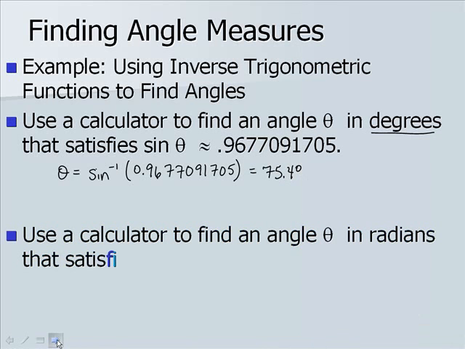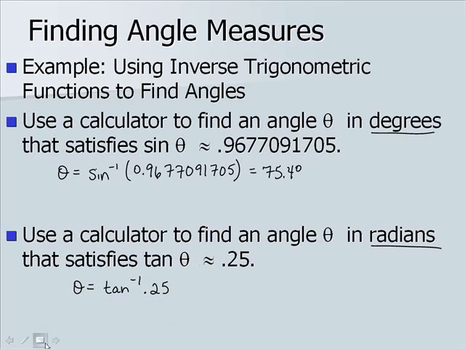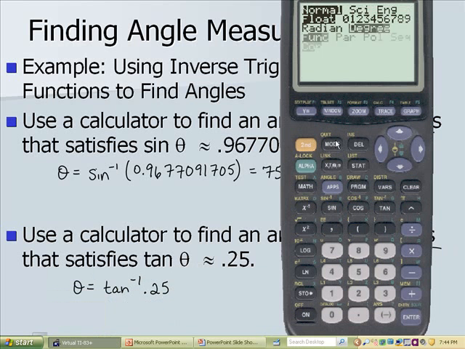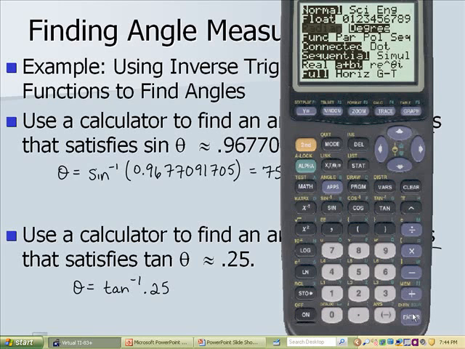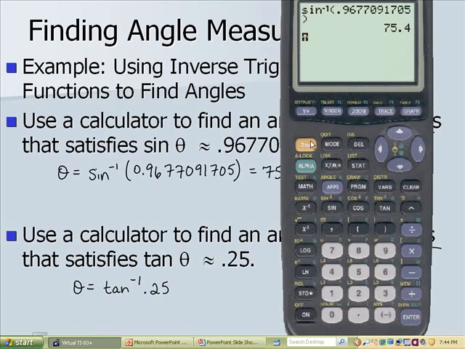Now let's use a calculator to find our angle theta in radians that satisfies the following. If the tangent of theta is approximately 0.25, then we find that theta is the tangent inverse of 0.25. And remember, this is in radians. So on our calculator, we're going to change our mode. We do second tangent of 0.25, and we get the following.